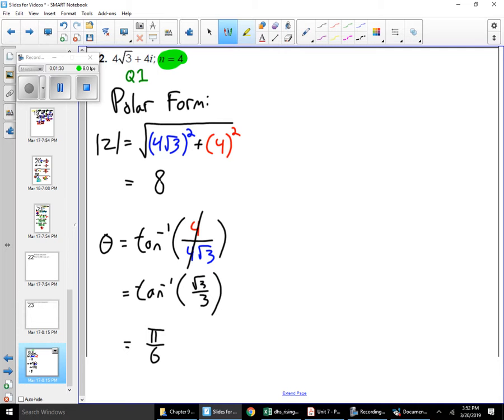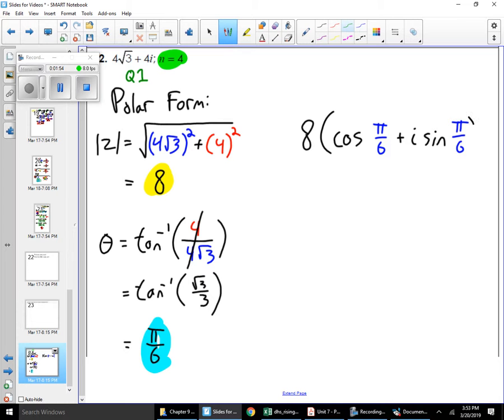So our polar form is going to be 8, that's our modulus, cosine of our angle, that's pi over 6, and then we have an i sine of pi over 6.